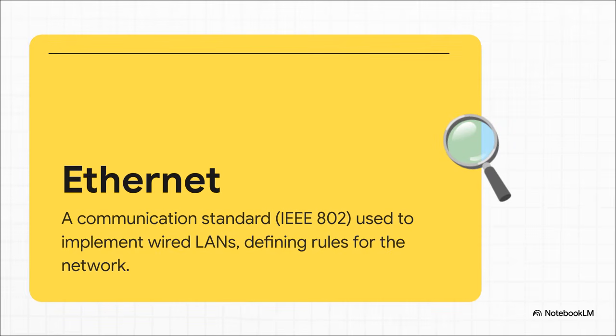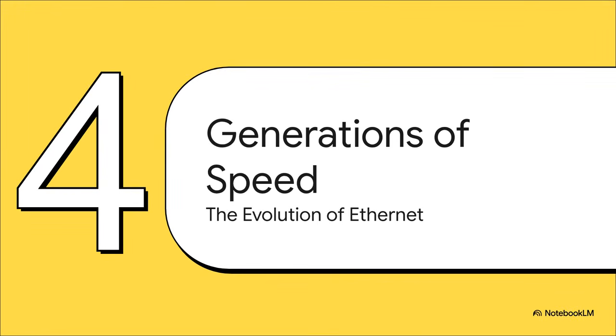We're talking about the entire communication standard, the official set of rules, the whole language that devices use to talk to each other. It's the language, not just the wire. And that ability to change, to evolve, is really the most exciting part of this whole story. You can actually see the history of Ethernet in 4 massive generations, each one a huge leap forward in speed.